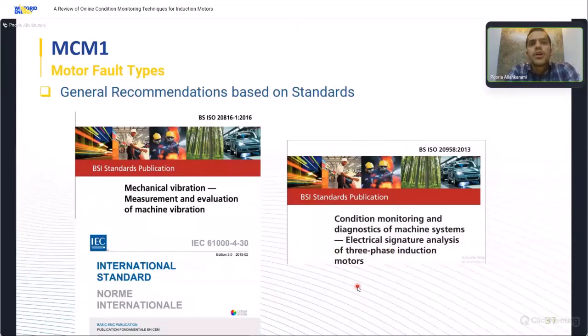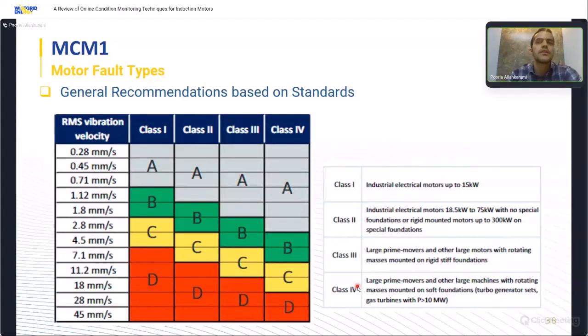And also the motor condition here can be detected by various standards. For example, for vibration analysis, the ISO 20816 is used in this device to provide a general categorization for the motor. Consider a motor size of 37 kilowatts. This motor is classified in class 2. In this class, we have 4 zones, as you can see here.